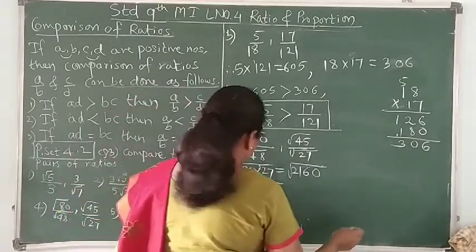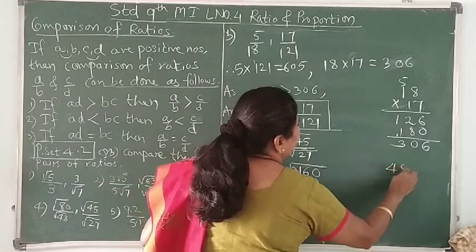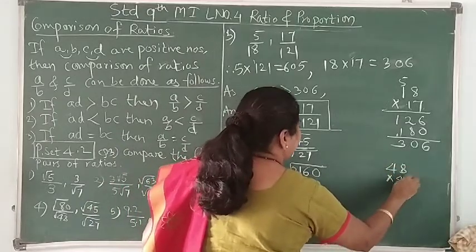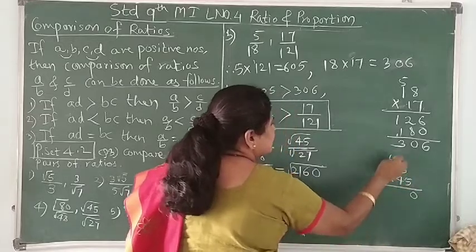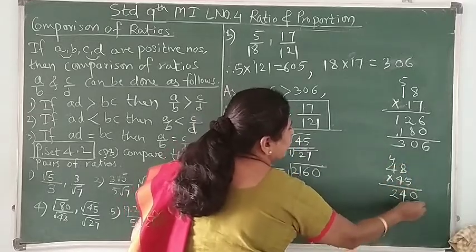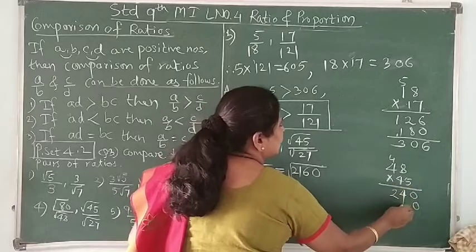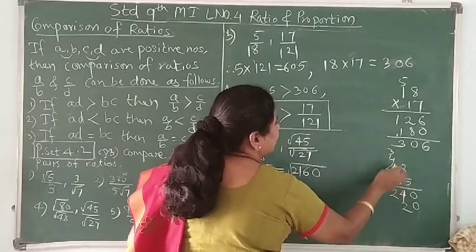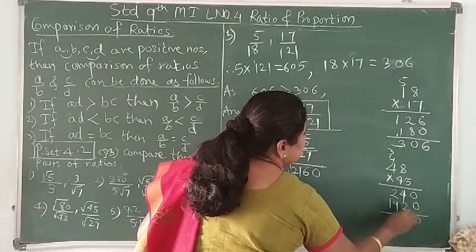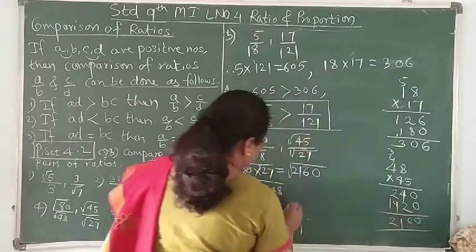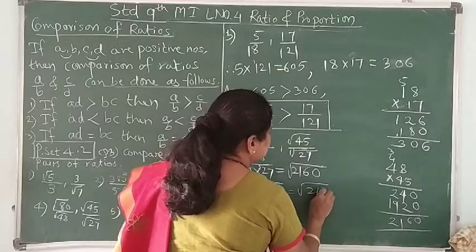Certainly you do not know tables of 45 and 48. So take 48 and multiply it by 45. So 5 8s are 40, 5 4s are 20, plus 4 is going to be 24. Put 0, 4 8s are 32, 3 here. 4 4s are 16, plus 3, 19. 0, 6, 1, 2. So it's square root of 2160.